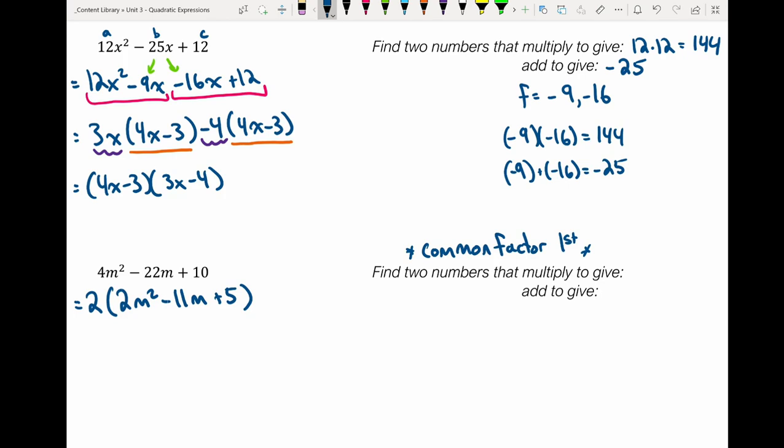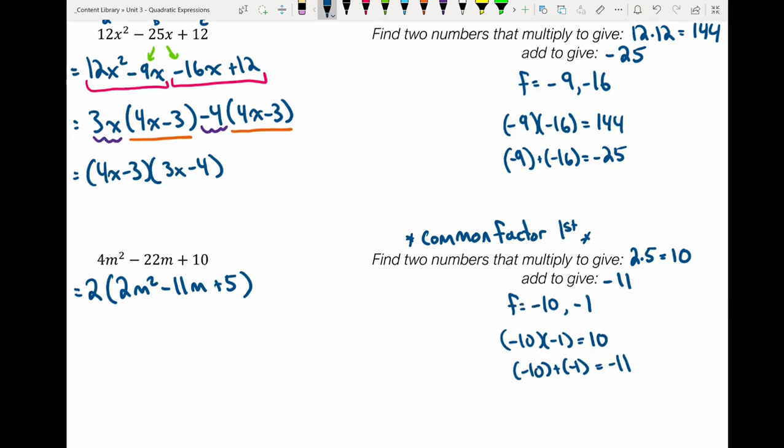So we're looking for two numbers now, and again, we're just going to focus inside the bracket. So we're looking for two numbers that multiply to give the product of 2 times 5, which is 10, and add to give negative 11. So the two numbers that we should find are negative 10 and negative 1, because negative 10 times negative 1 is positive 10. Negative 10 plus negative 1 equals negative 11. So those two numbers work.